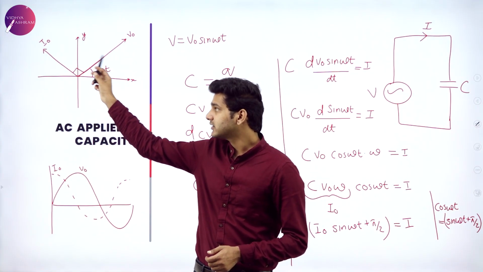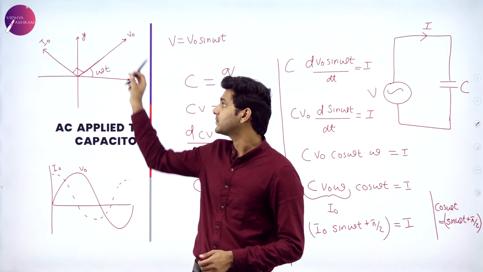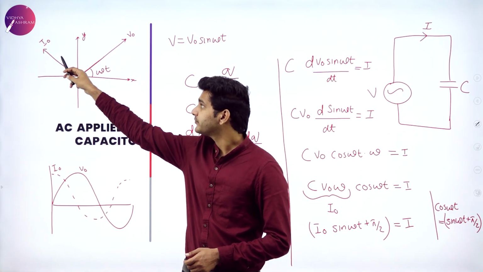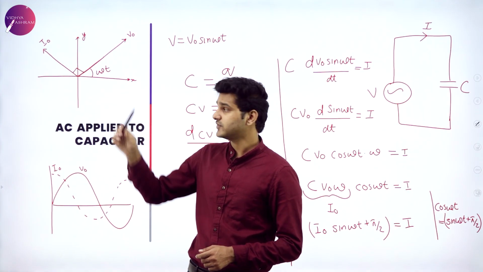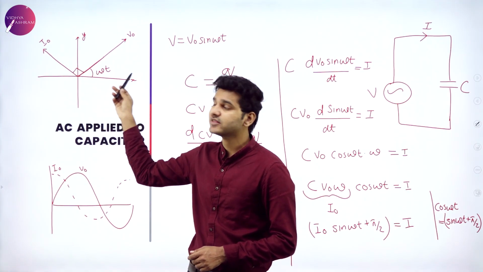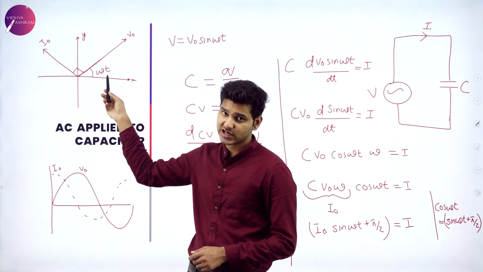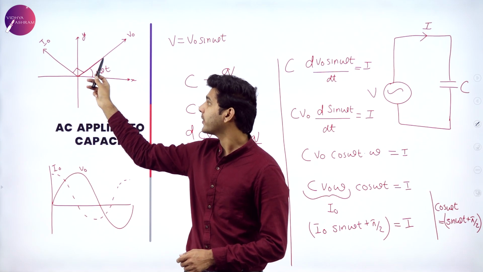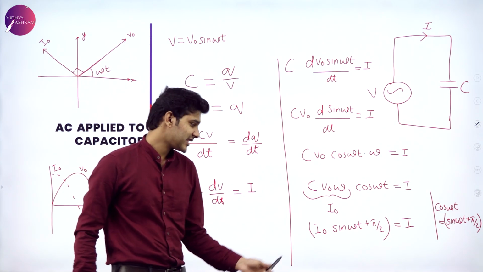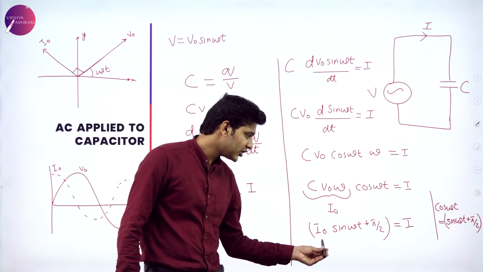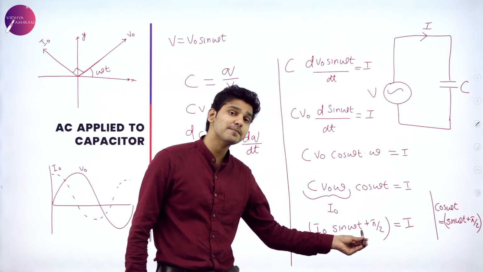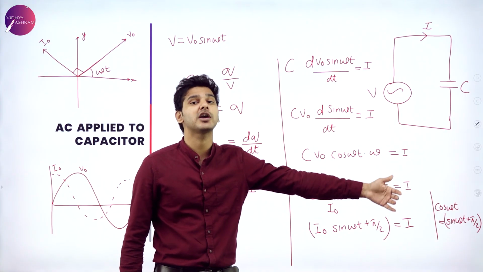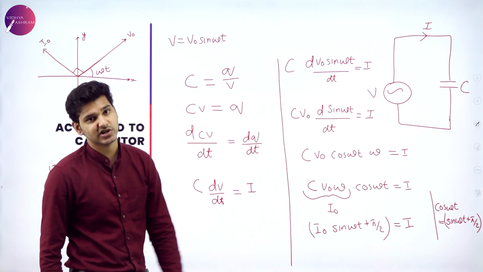Then we can say that this sinusoidal wave is represented like this, and the angle in between voltage and current is 90 degrees, which means the angle between voltage and this particular axis is omega t, and the angle between current and this particular axis is omega t plus 90 degrees. That is being represented here, I naught sine omega t plus pi by 2. So current is leading voltage by pi by 2. That is what this expression actually means.